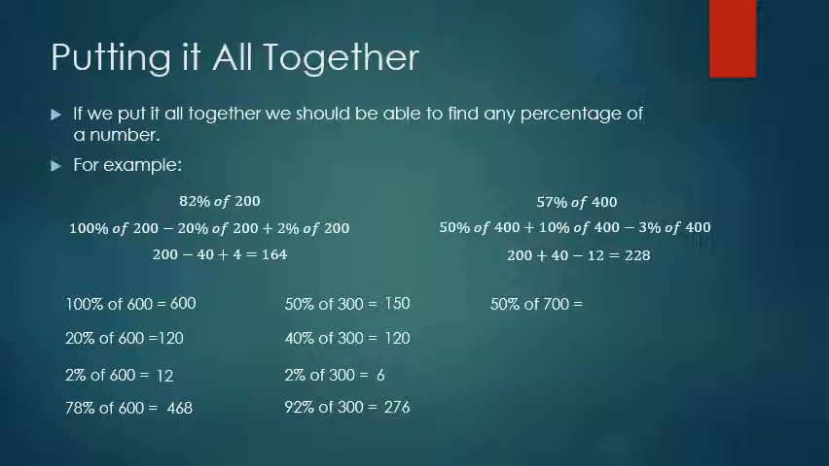50% of 700. So remember, we cut it in half, so 50% of 700 would be 350. 10% of 700. So remember, move that decimal one place to the left, and it would be 70. 1% of 700. Remember, we move that decimal 2 places to the left, so it will be 7. So let's try 59% of 700.